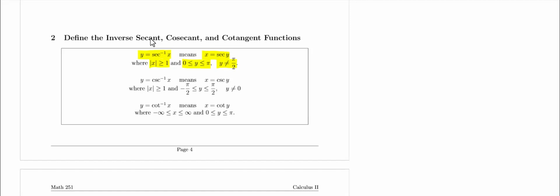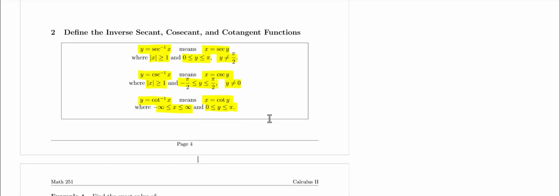Now, in the case for the cosecant, we have that y equals the cosecant inverse of x if x is defined as the cosecant of y with the following restrictions. The absolute value of x is greater than or equal to 1, and the y values have to be greater than or equal to negative pi over 2 and less than or equal to pi over 2, with the condition that y also cannot be equal to 0.